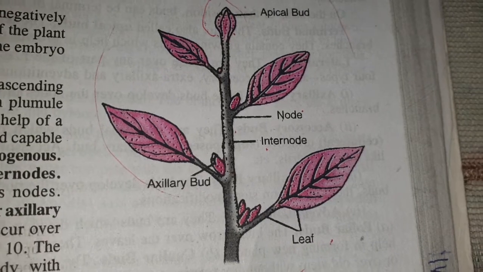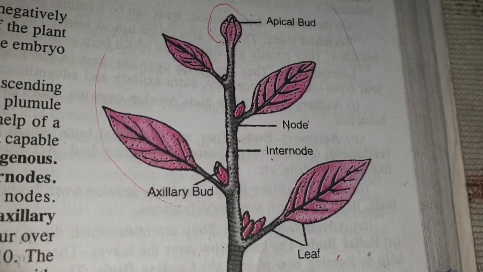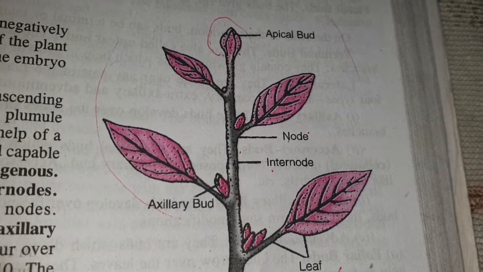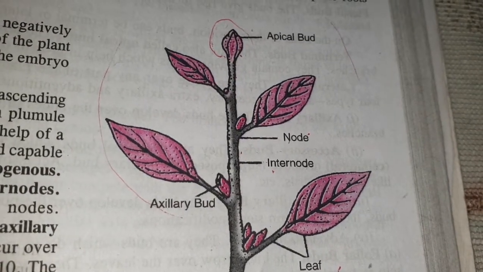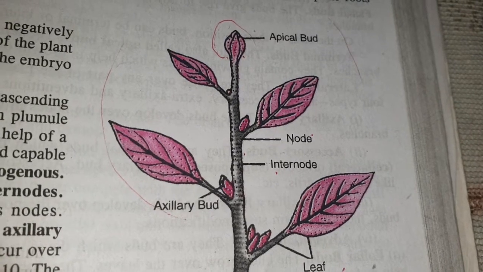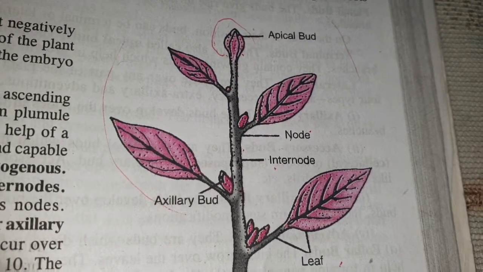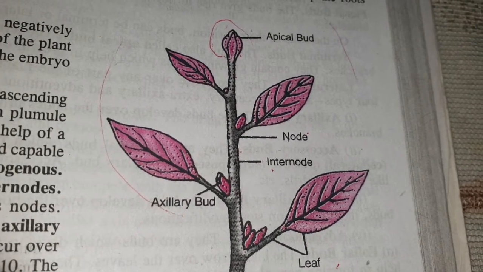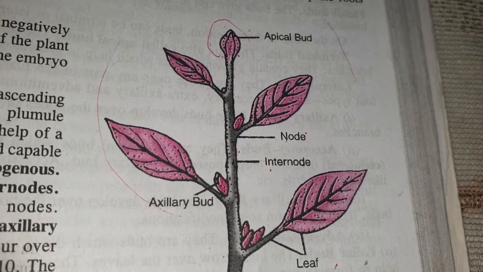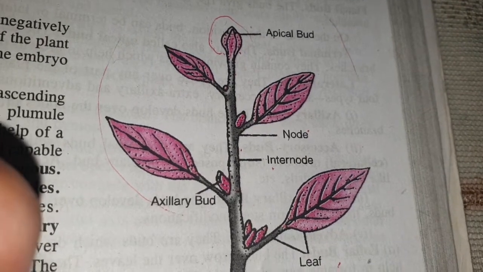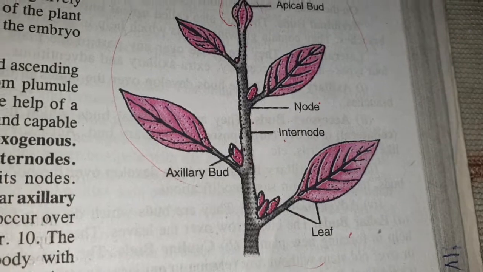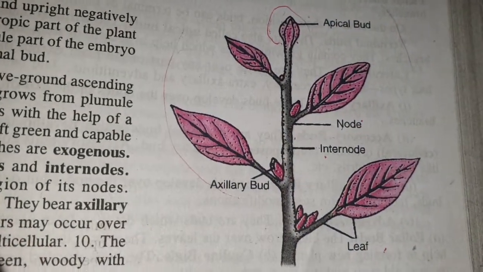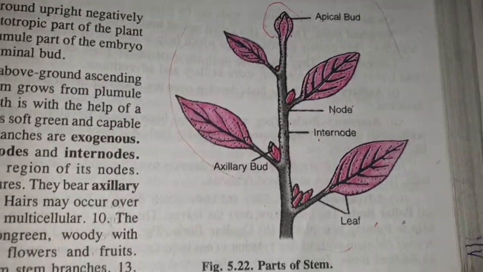Now let's see the characters of stem. What are the basic characters? Now they develop from the plumule. They are ascending part. They have nodes and internodes. They have hairs which are multicellular. Okay, then leaves and stem branches are all present which are exogenous in origin. The nodal portion possesses leaves, fruits and flowers. Okay, so all these things are related to the main structures of the stem.